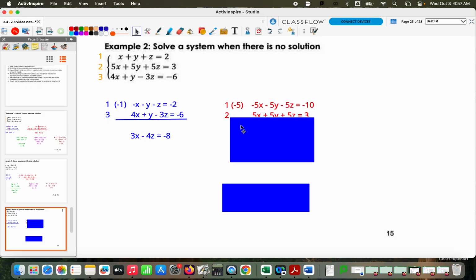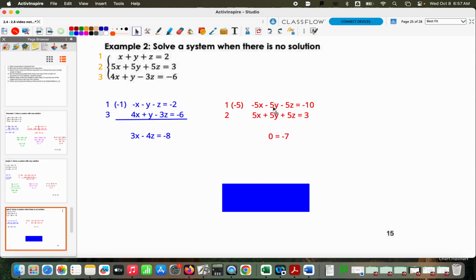I then chose 1 and 2, and I multiplied equation 1 by negative 5. This changed everything in here, and actually what happens is that all of the x's, the y's, the z's, they all eliminate. So I'm left with 0 on the side. The other side would just be negative 7. I can stop right here. That doesn't have any variables, and this doesn't make any sense. It's a false statement. So there is no solution for this one here.